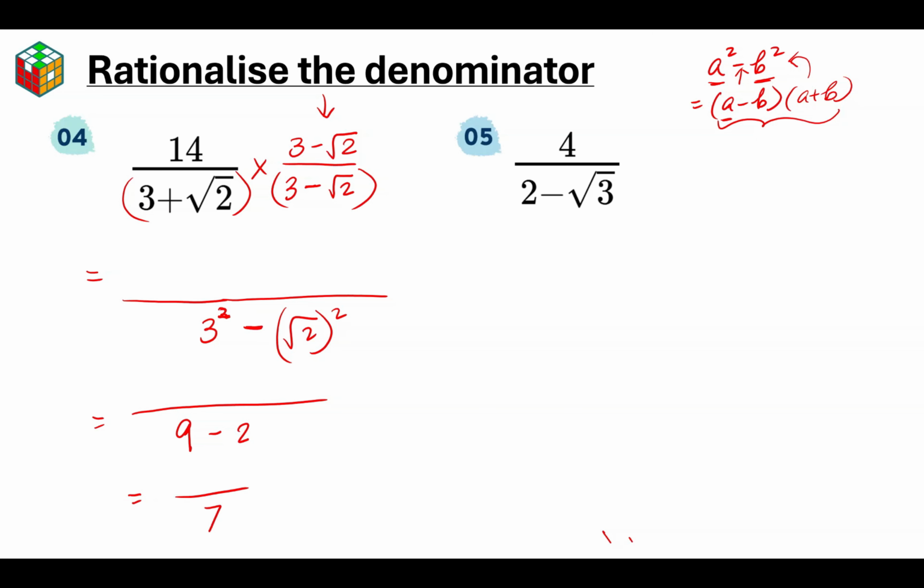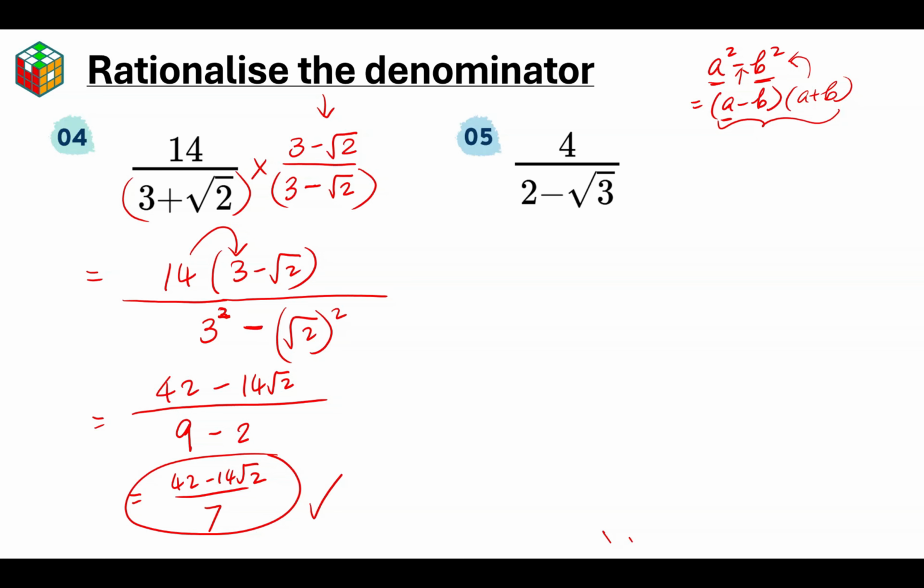For your numerator at the top, you got 14 bracket 3 take away root 2. You do the same. 3 times 14, that is going to be 42. Take away 14 root 2. And you can leave it as it is. If the question did not ask for anything specific, that will be your answer.